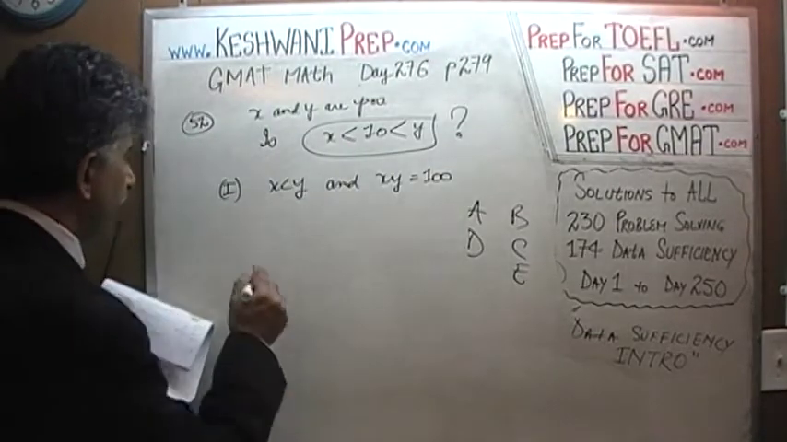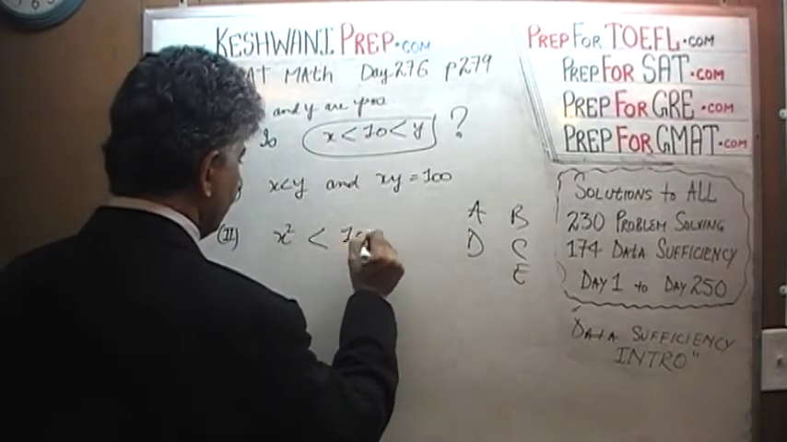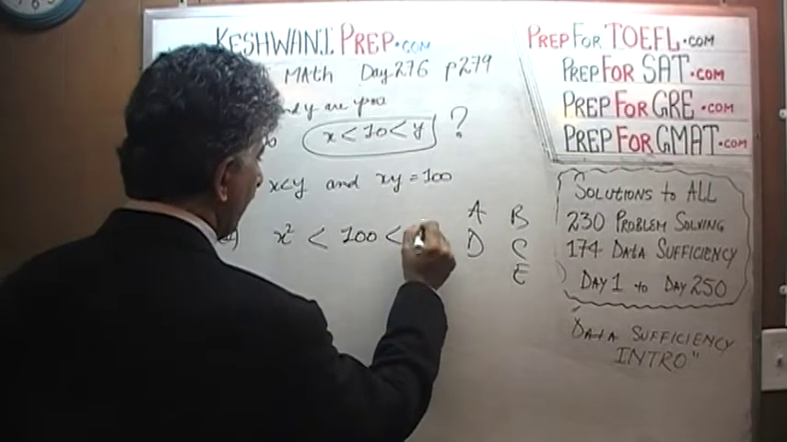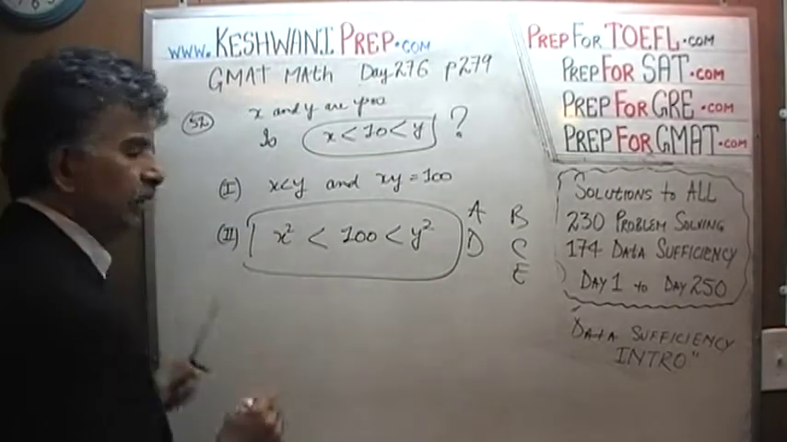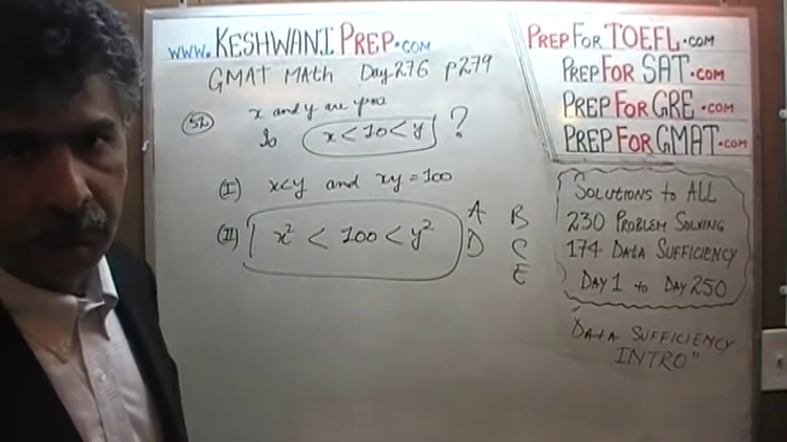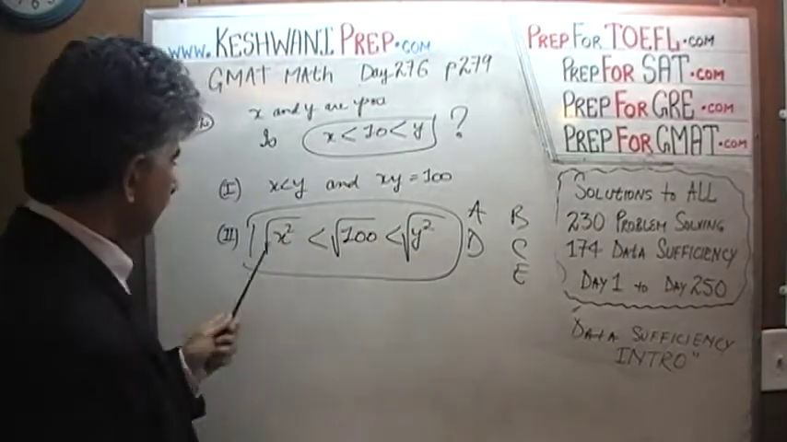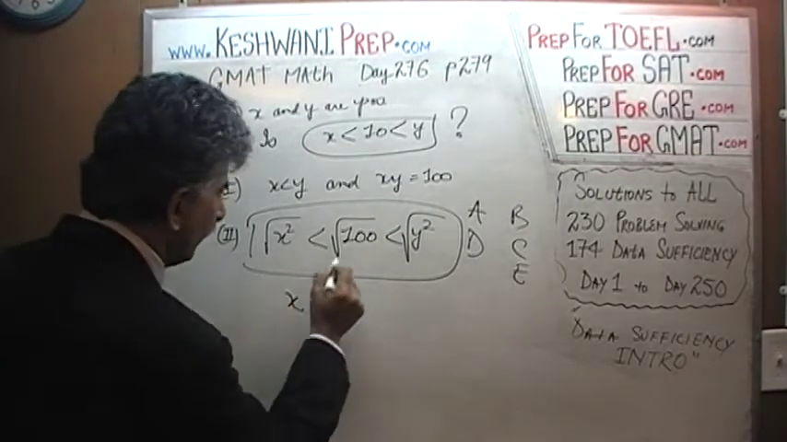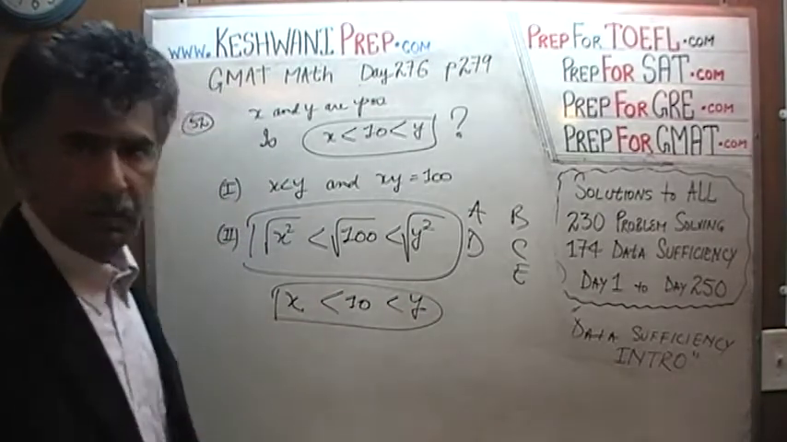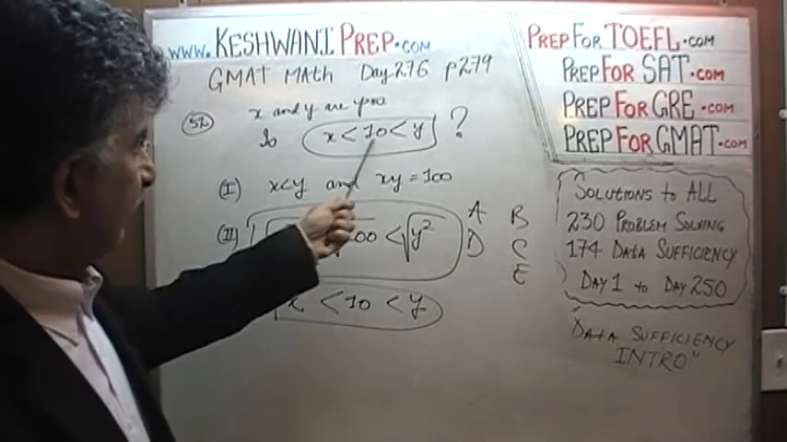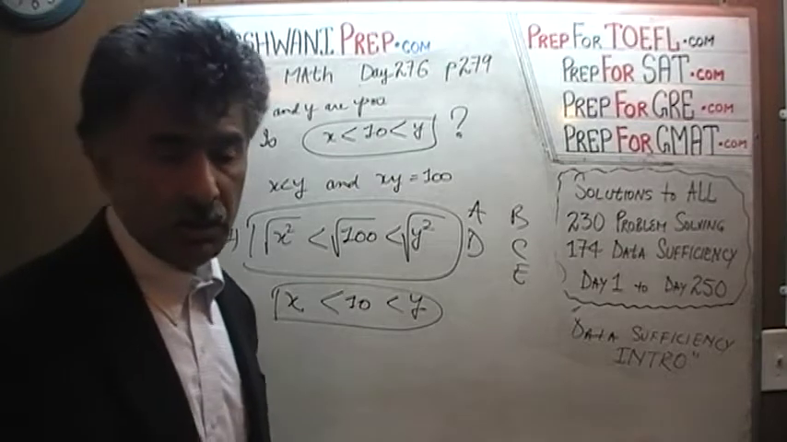The second statement tells us that x squared is less than 100 and y squared is more than 100. Now what do you suppose we will get if we take the square root of the entire inequality? The square root of x squared is x, the square root of 100 is 10, the square root of y squared is y, and there you go. That's exactly what they're asking. They're asking, is this true? To which the answer is staring us in the face. Statement number 2 clearly tells us that it is.